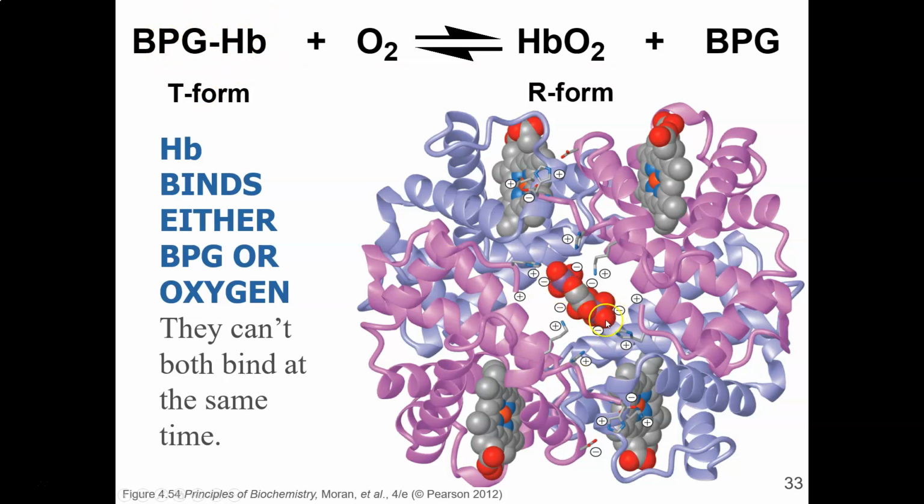So here's the BPG with those 5 negative charges, and there are positive charges lining this cavity. So we can see we have histidines, we have lysines. Here's another lysine right here. We have the amino terminal. Here's another histidine. There's another histidine. Here's another lysine. There's the amino terminal. So we have the amino terminal, histidine, and lysine residues, all of which are positive, and they form these really nice ion pairs with bisphosphoglycerate. And ion pairs stabilize the T form.